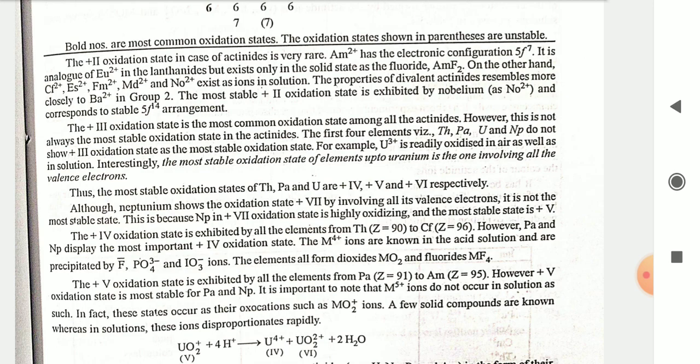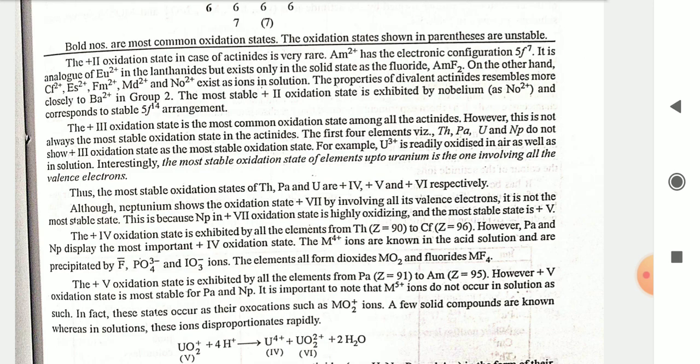The +4 oxidation state is exhibited by all the elements from Th, atomic number 90, to Cf, atomic number 98. However, Pa and Np display the most important +4 oxidation state. The M4+ ions are known in acid solution and are precipitated by phosphate PO4 3- and iodate IO3-. The elements all form dioxides MO2 and fluorides MF4.